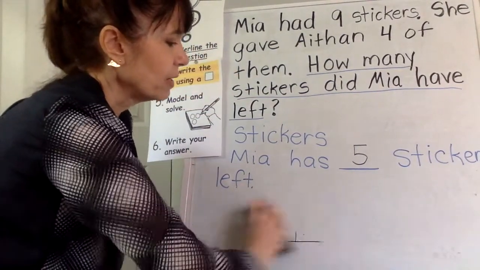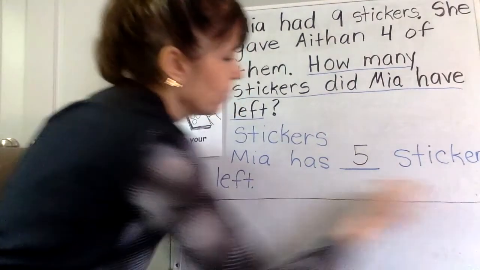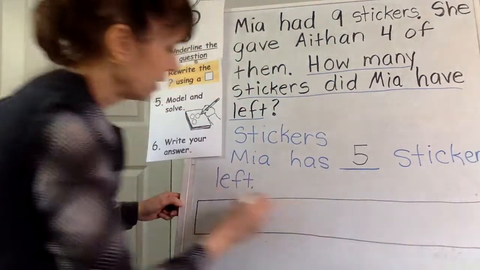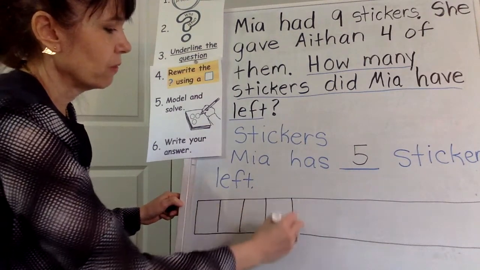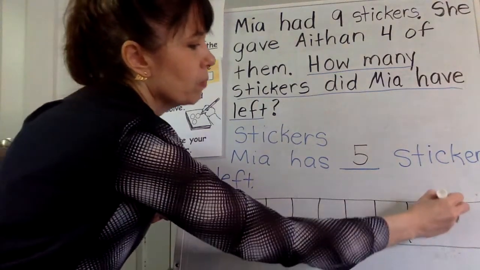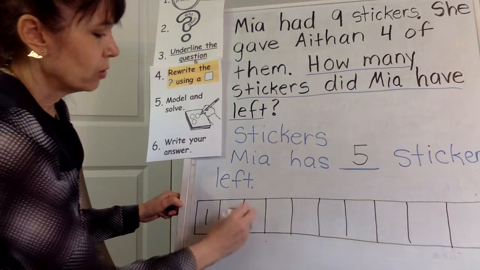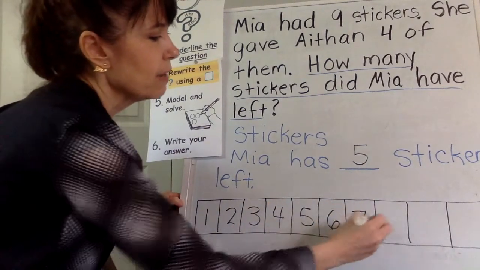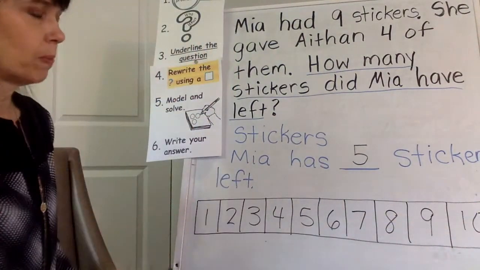And this is a new way. I didn't show you this last time. But we can draw a number path. So I'm going to draw a great big rectangle here. And then I'm going to divide it up kind of like I was doing with my 10 frame, just by drawing vertical lines going down. And this is going to be a number path. So I'm going to go ahead and fill in numbers, starting with 1, 2, 3, 4, 5, 6, 7, 8, 9, 10. There's my number path.